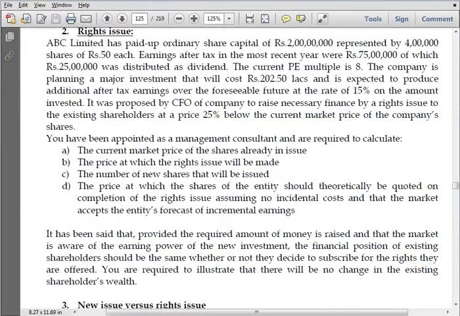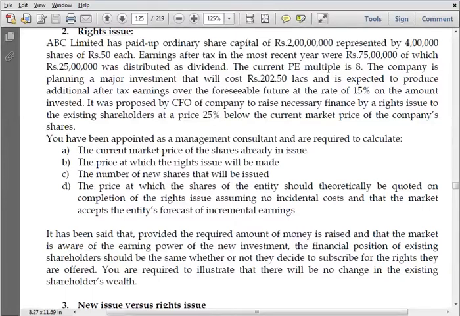So they've clubbed the rights issue with some data on utilization of the rights issue. They've asked what is the current market price of the share, the price at which the issue will be made, the number of shares, and the post rights price. How will I get the current market price of the share? Some information is there. Which one? P/E multiple. Somewhere the cost of capital is not given in the question. So it's with the P/E multiple. With the P/E multiple, how will you get it?